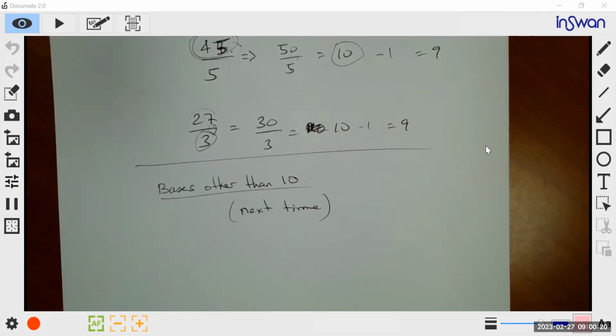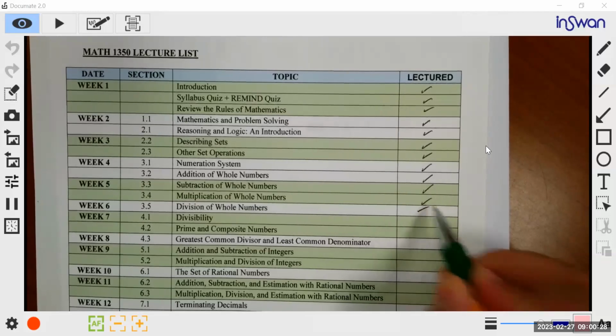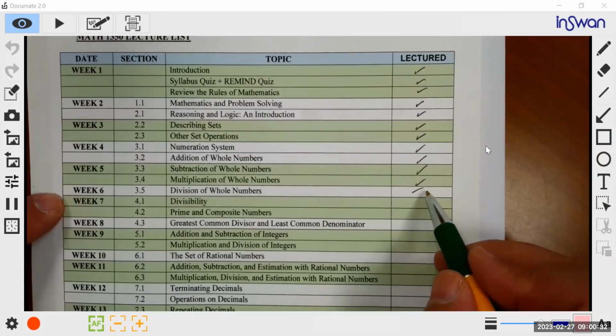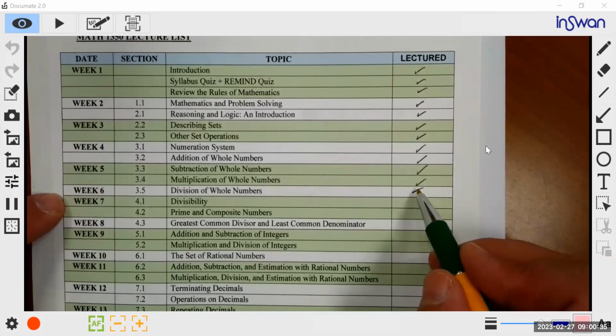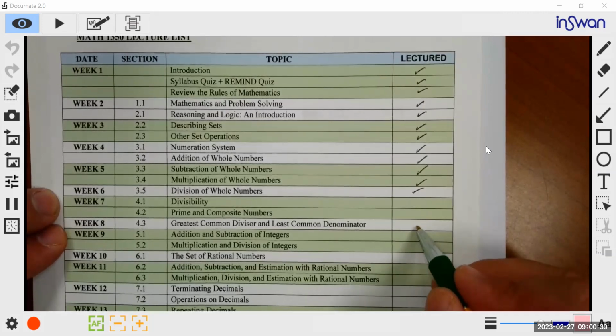Okay, everybody. Let's see where we are. We're pretty much finished with chapter 3, almost one more thing. We'll finish chapter 4 next week.